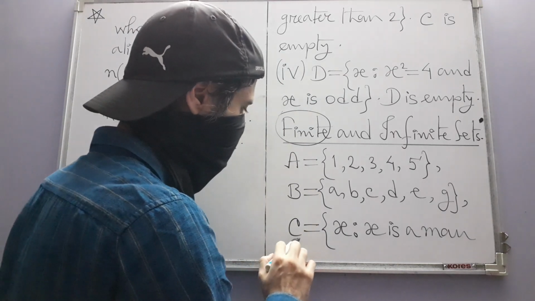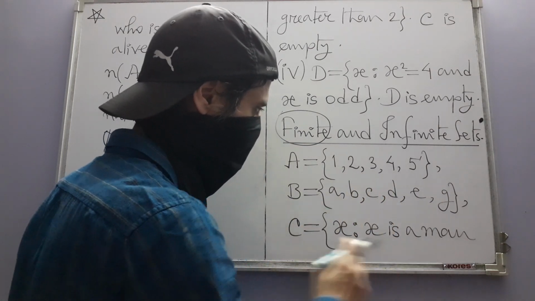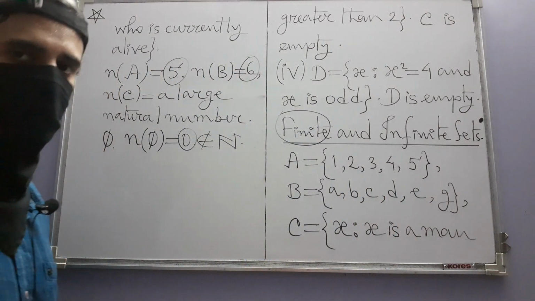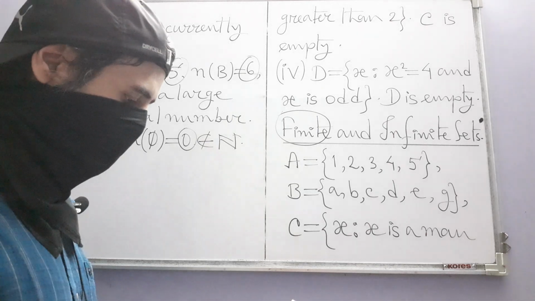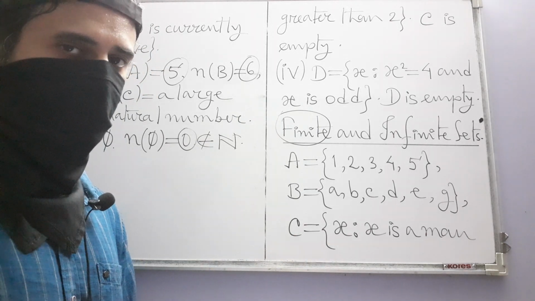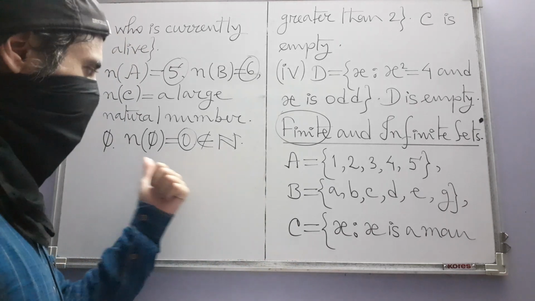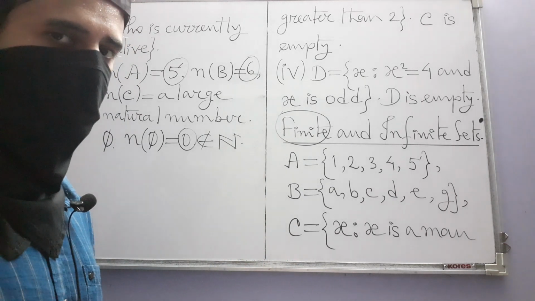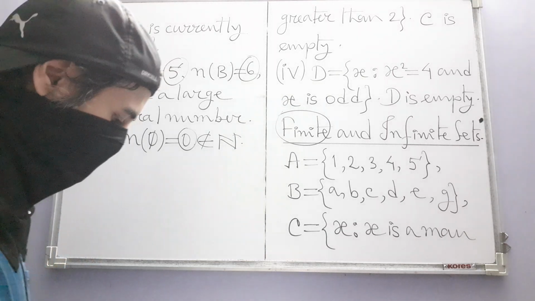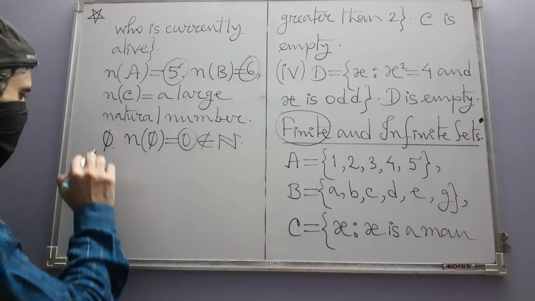In the other cases, the counting process stops, but it starts also. So these are basically the finite sets, and any set which is neither like this nor is an empty set is called an infinite set, and that's how we also have our second definition.